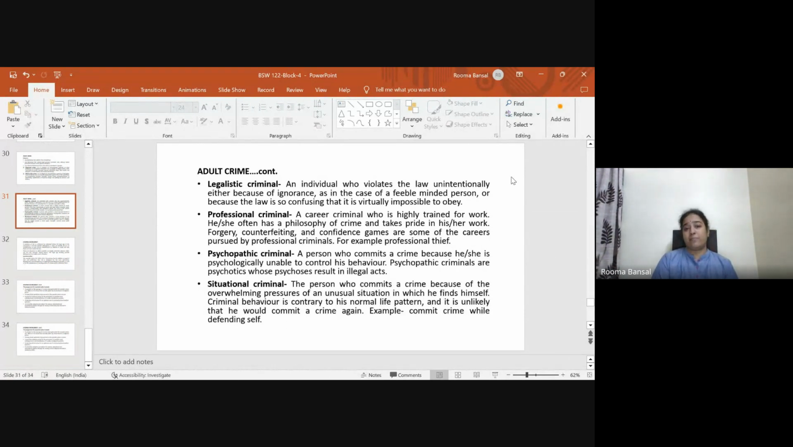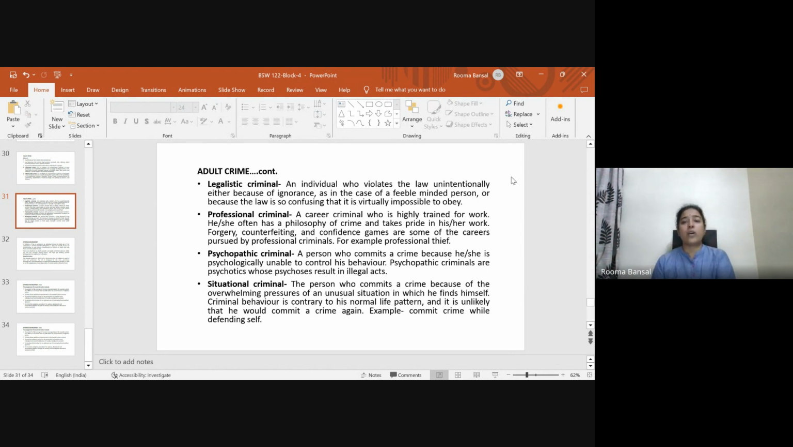Psychopathic criminals: a person who commits a crime because he or she is psychologically unable to control his behavior. Psychopathic criminals are psychotics whose psychosis results in an illegal act. Means they are not able to control their behavior. They do not know what is right and what is wrong. They just do it in the heat of the moment. They are psychopathic criminals.